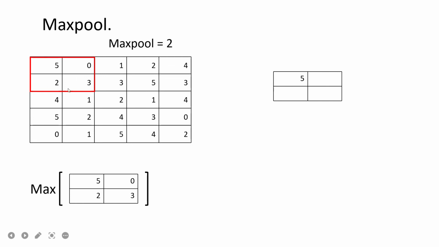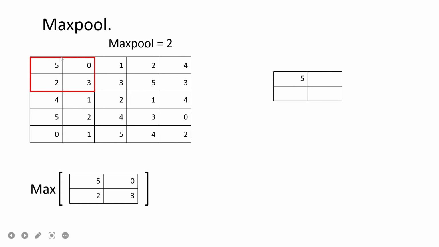So here you have 2 cross 2. Now what is going to happen? It will take, as it says, the maximum of this. So what is the maximum of this? Basically you take it out and write it over here: 5, 2, 0, 3. Again, what is the maximum of that? 5 is obviously the greatest number, so you will have 5 over here.